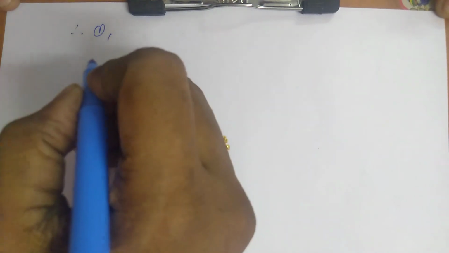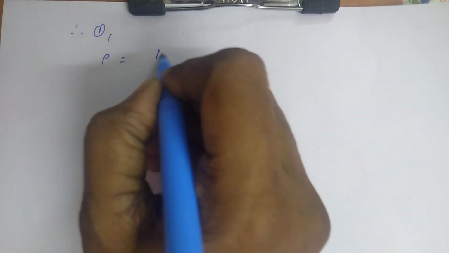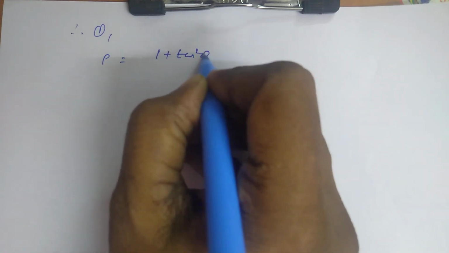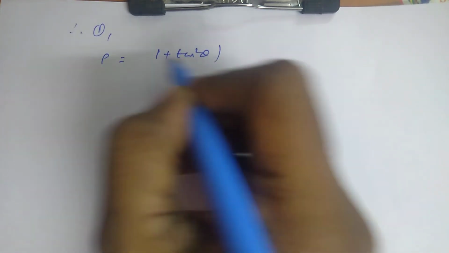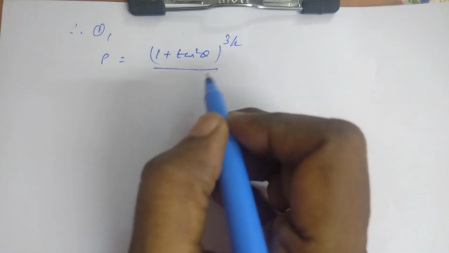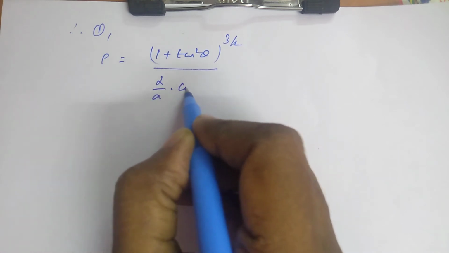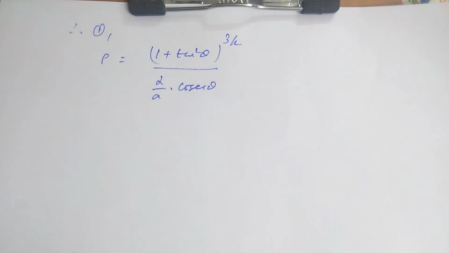Therefore from equation 1, rho is equal to (1 plus y1 square) whole power 3 by 2 divided by y2. What is our y1? y1 is tan theta. So 1 plus tan square theta, whole power 3 by 2, divided by y2. What is our y2? y2 is nothing but 2 by a cosecant theta. So now we have substituted the x dot, y dot, all the values in the formula.